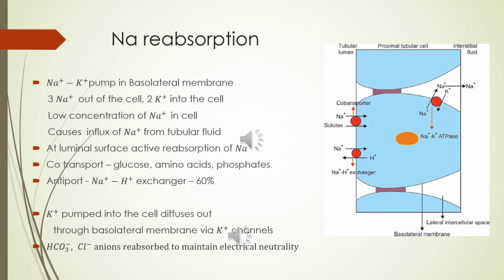Along with the reabsorption of sodium ions, glucose, amino acids and phosphates are reabsorbed in the co-transport mechanism, and the major antiport mechanism is the sodium ion hydrogen ion exchanger, which reabsorbs sodium ion into the cell in exchange for secretion of hydrogen ion into the tubular fluid. And this sodium hydrogen ion exchanger is a very important mechanism in the reabsorption of sodium ion, because it accounts for 60% of sodium reabsorption in this segment.